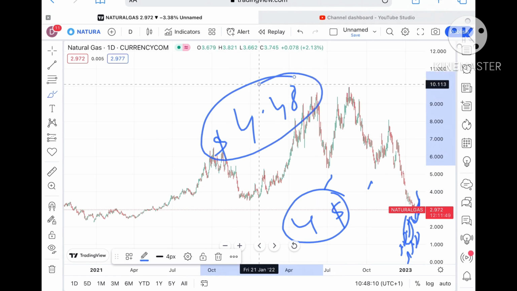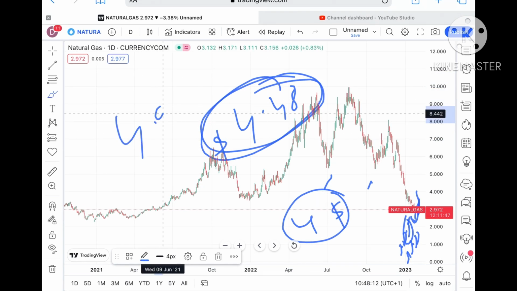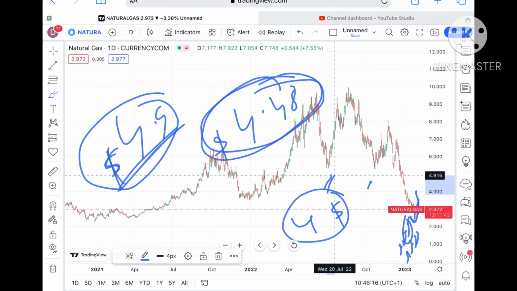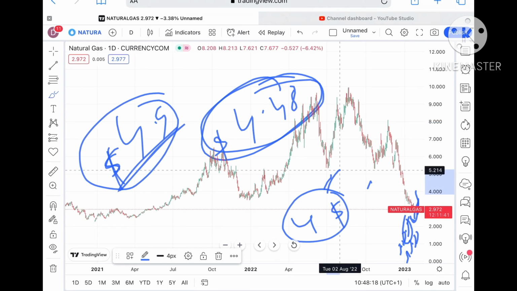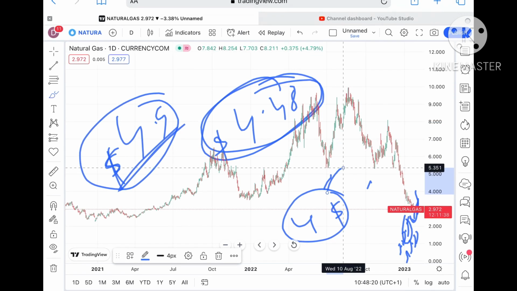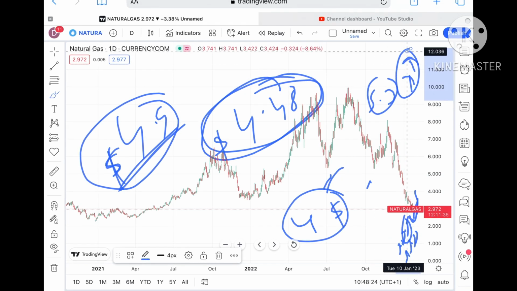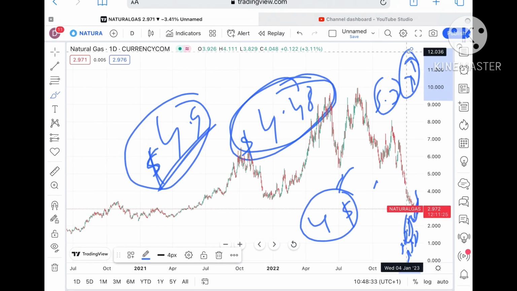Once the price sustains above this particular zone, then we can see a level of 4.9, and if $4.9 is sustained, then the probability is very high it can go towards a level of around $5.2 to $5.3. Once it sustains above 5.3, the probability of going further upside is higher. So it can go further upside if the price sustains above that particular level.